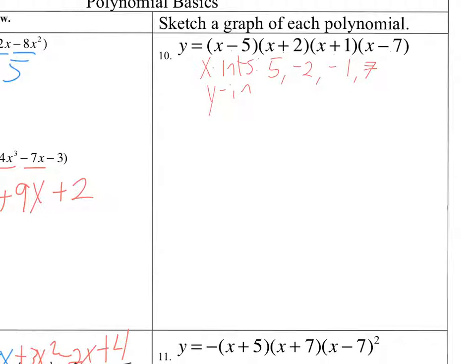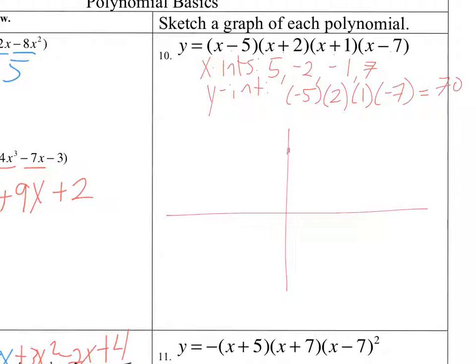Y-intercept is what happens if I plug 0 in for each of these. And if I do that, I get 0 minus negative 5, 0 plus 2, 0 plus 1, and 0 minus 7. And that's going to come out to be positive 70. Okay, so to my y-intercept first, that's at 70. I'm just going to mark that to show where that is.